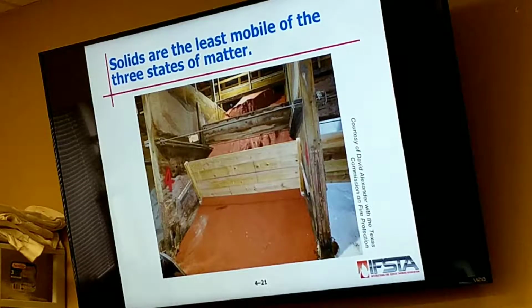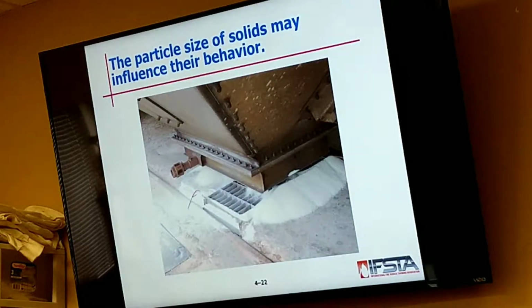The third one in that is wind, water, and gravity. Remember, if it spills up high in a building, it can roll over the edge, and gravity will bring it down. Okay, so remember that. The particle size of solids such as dust, fumes, and powder could influence their behavior. The larger particles will probably settle out of the air, the smaller ones will remain suspended.